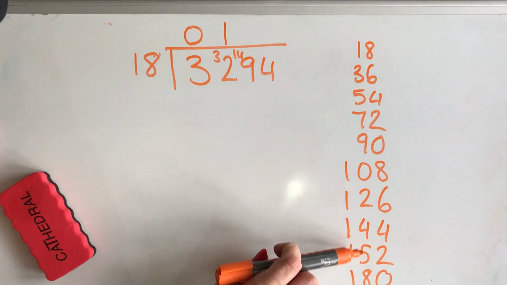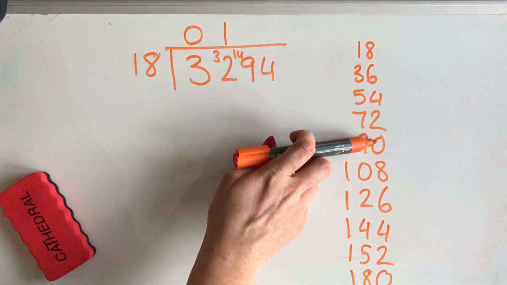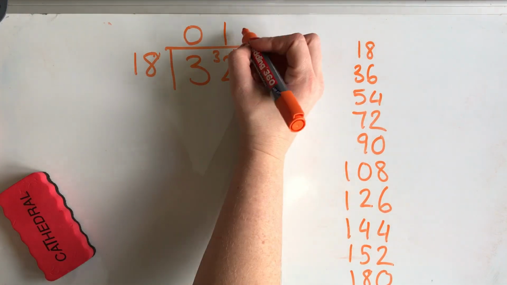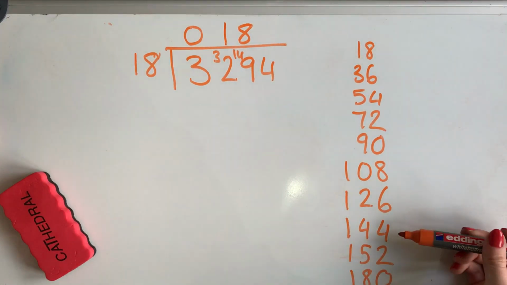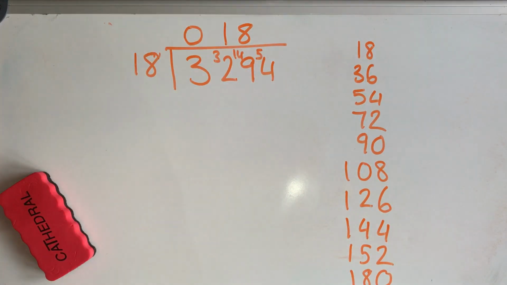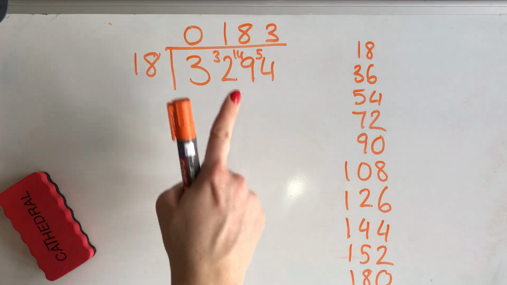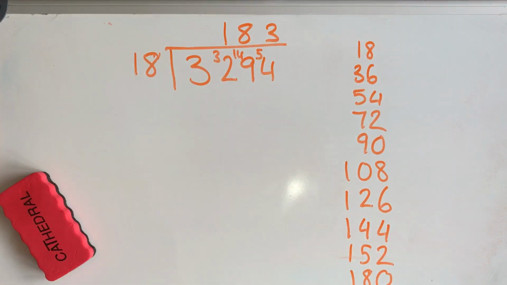So it's going to be this one, because I don't have 162. So then I can just go 1, 2, 3, 4, 5, 6, 7, 8. 8 times 18 is 144. So that means I've got 5 left over. And then 3 times 18 is 54. So my answer is 183.